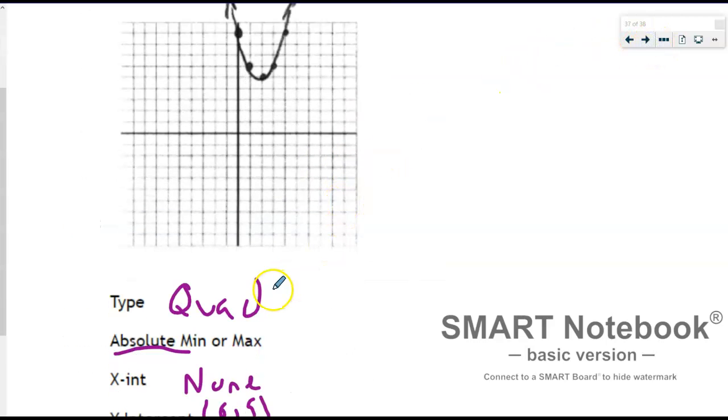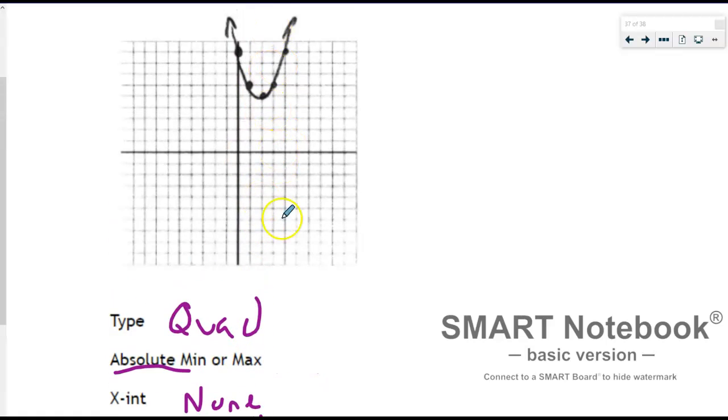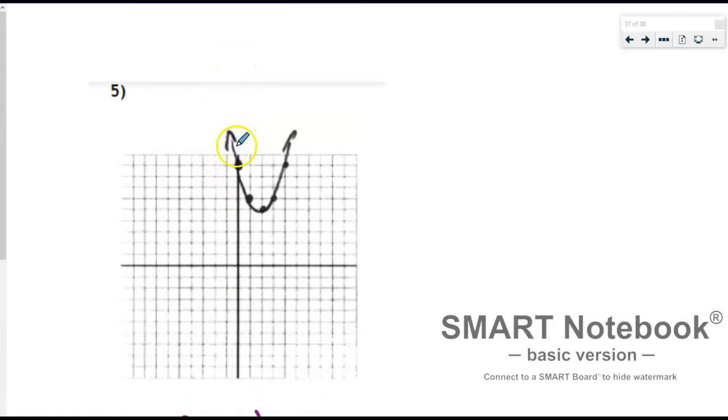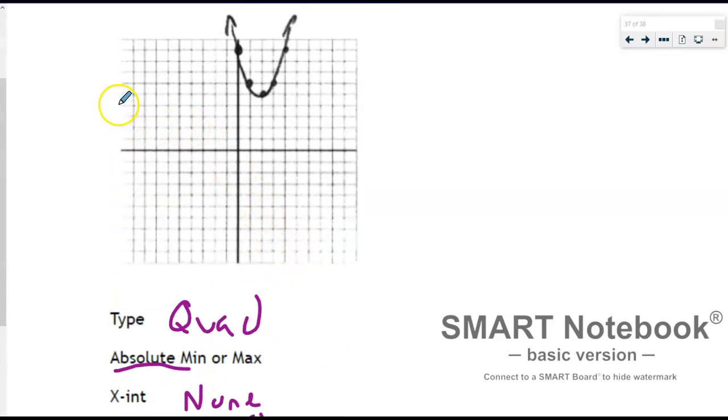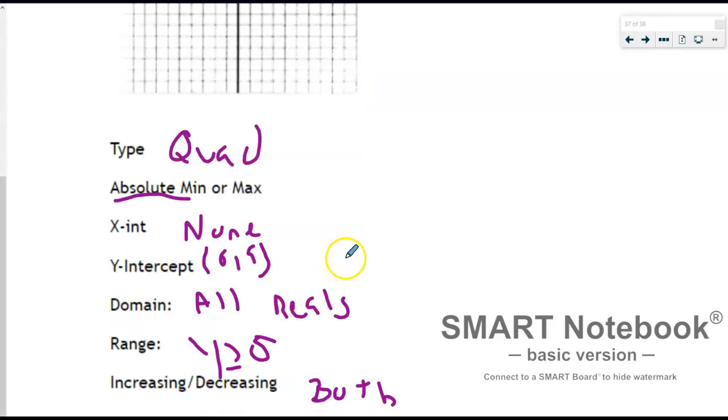And then for this one, I do say it's a quadratic. It does have an absolute min. It does not have x-intercepts, but it does have one y-intercept at (0, 9). And the domain's all reals, and then I said that y is larger than 5 in this case. That's a 5, and then it's both.